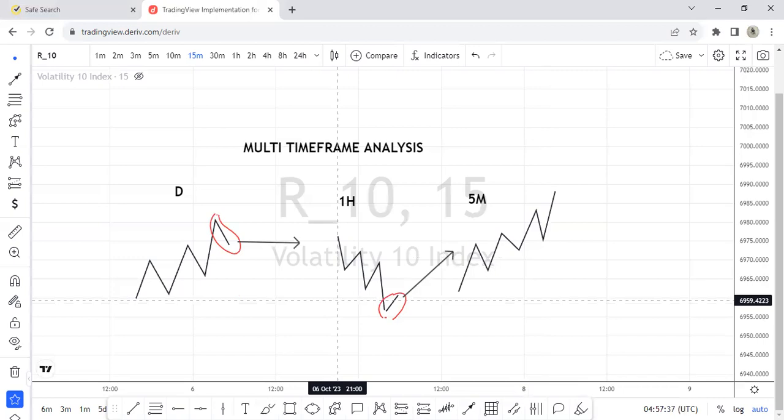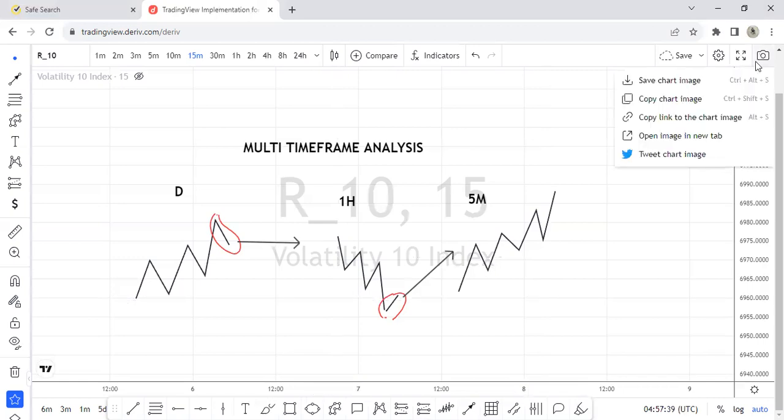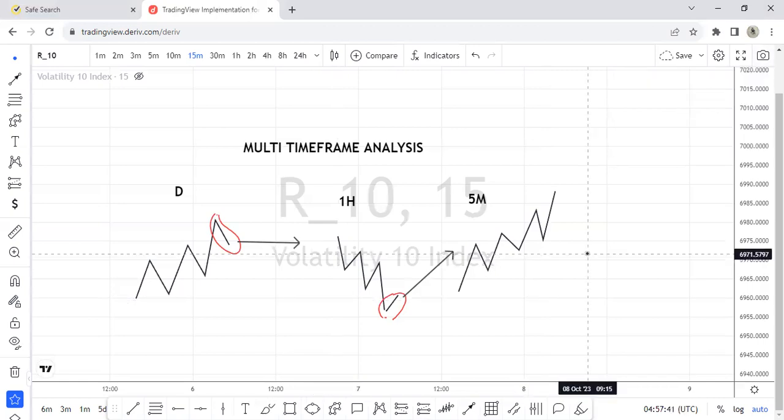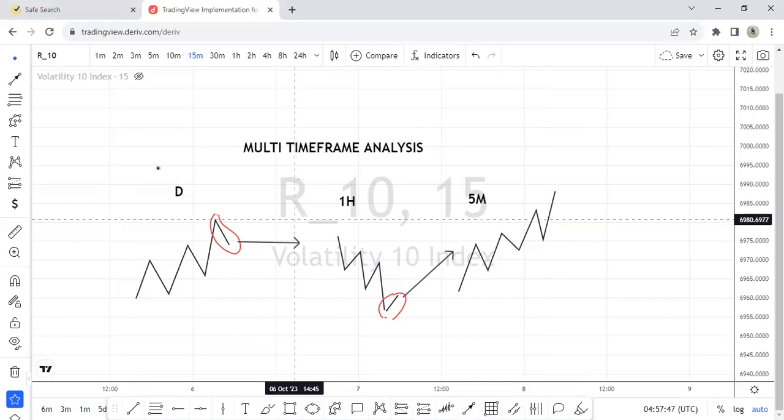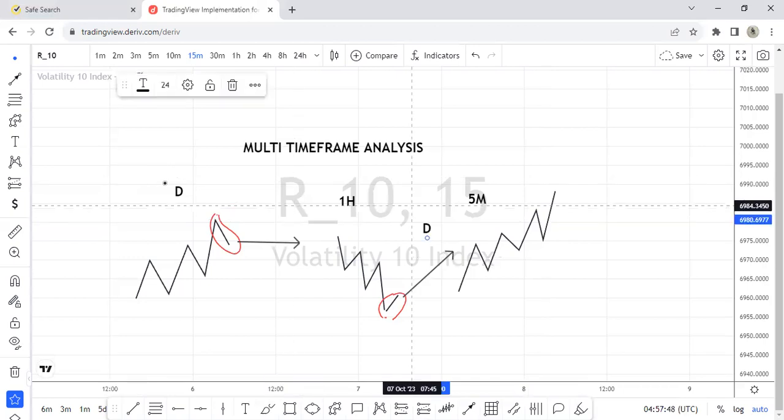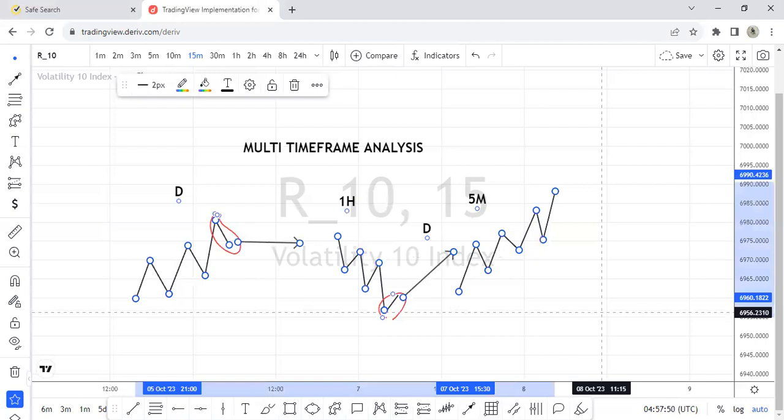You must understand what the different time frames are saying. You have to know what the daily is saying. You have to know what the 1 hour is saying. You have to be able to put all these things into perspective before you are able to build your bias. And it's very, very important that you do that.